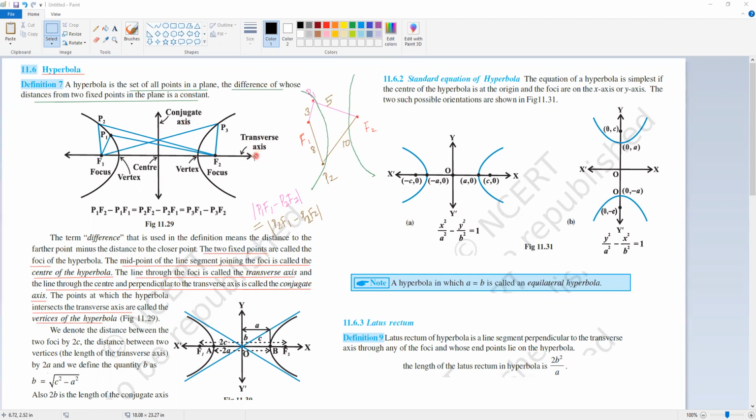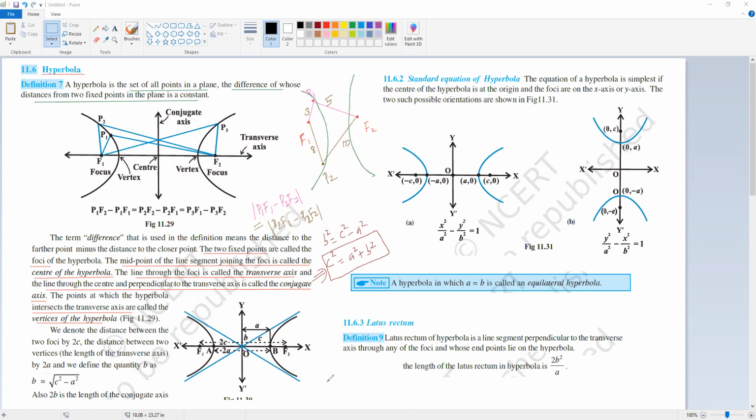So here, transverse axis length is 2a, conjugate axis length is 2b, and the distance from the center, meaning the distance between two foci, that is c. And the important thing, the relation connecting a, b, c, is b square is equal to c square minus a square, or in other words c square is equal to a square plus b square. Just keep that in mind. This is a relation, so you can go through the proof later, but just keep this relation.